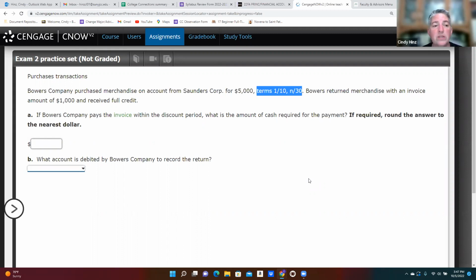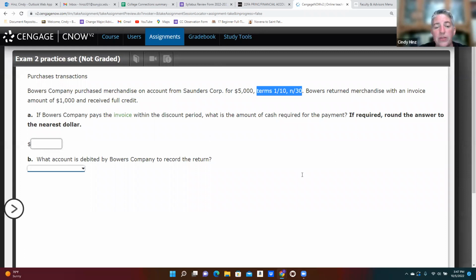Bowers returned merchandise with an invoice amount of $1,000 and received full credit. So they did owe $5,000. Now they only owe $4,000 because of that return. If they pay within the discount period, what is the amount of the cash required for the payment?